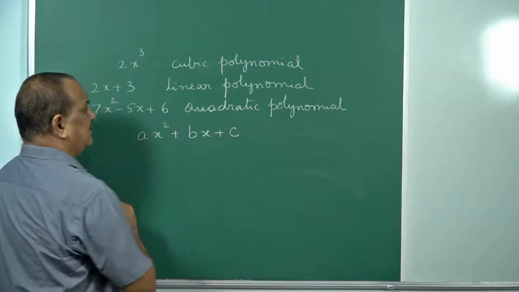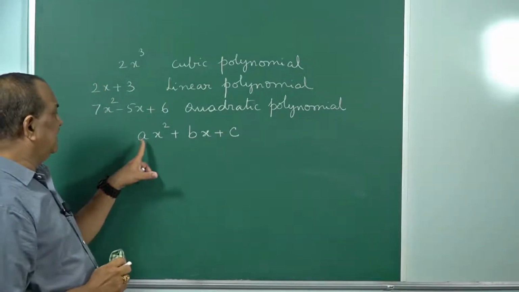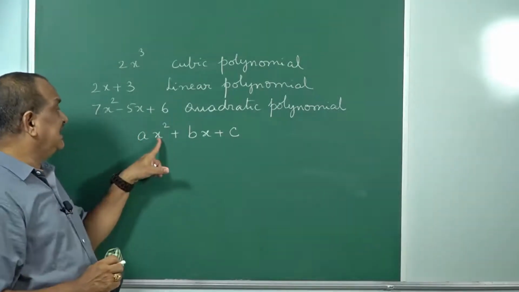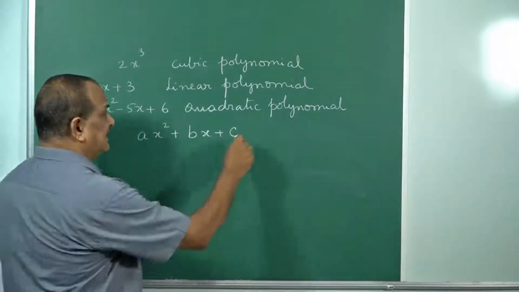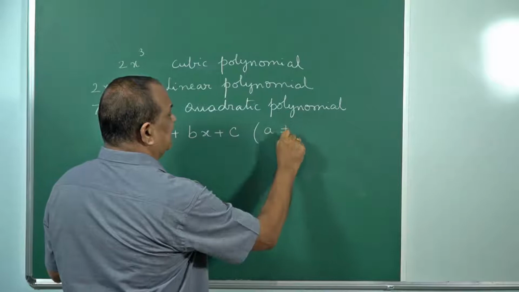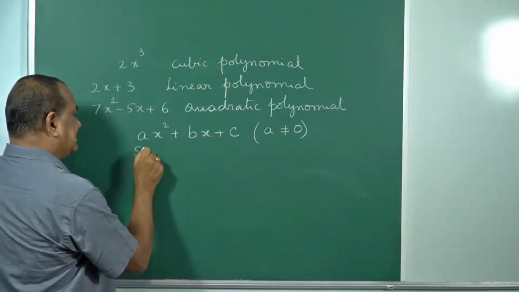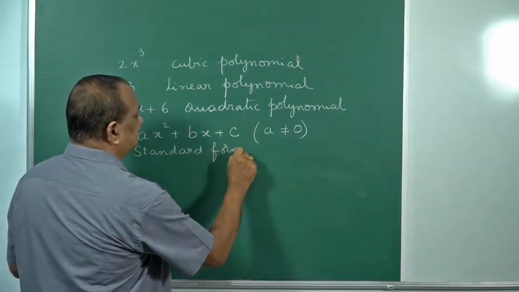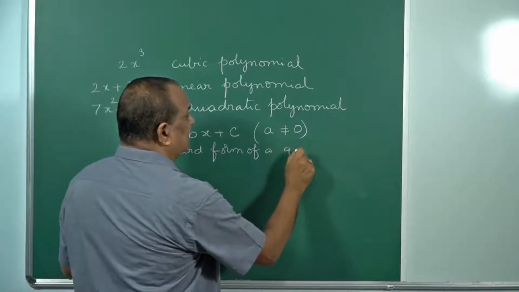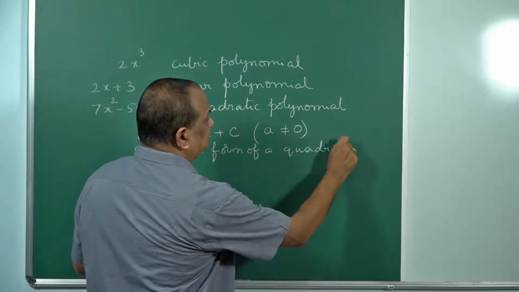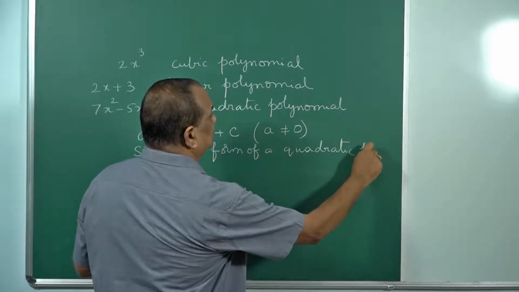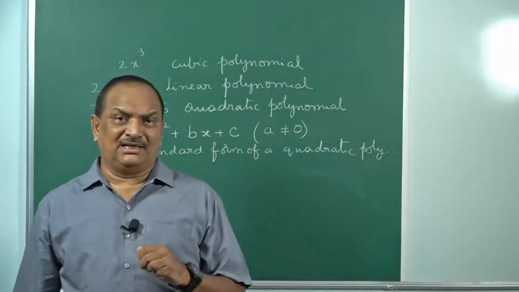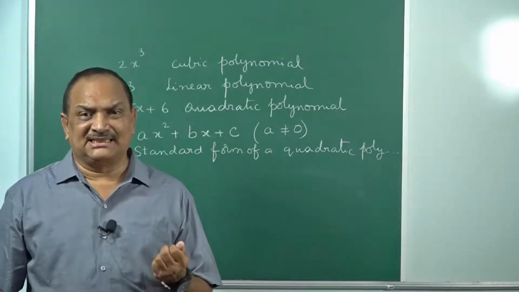some c. But make sure that a is not equal to 0, because if you want to say it's a quadratic polynomial, this second degree term must be present. So I just write here, to be on the safe side, a is not equal to 0, and this is the standard form of a quadratic polynomial. So the standard form of a quadratic polynomial is ax square plus bx plus c.